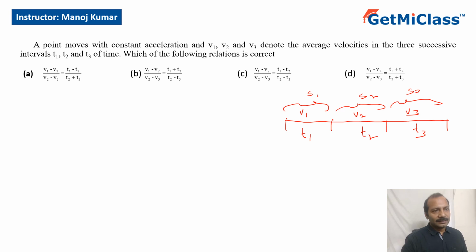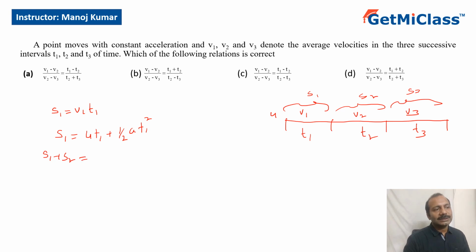Let's say initial velocity of this is u. Then I can say S1 equal to V1 into T1. So S1 is equal to how much? V1 into T1, because V1 is average velocity into time gives us the total displacement. So in other ways, S1 can also be written as U T1 plus half A into T1 square. This is S1.